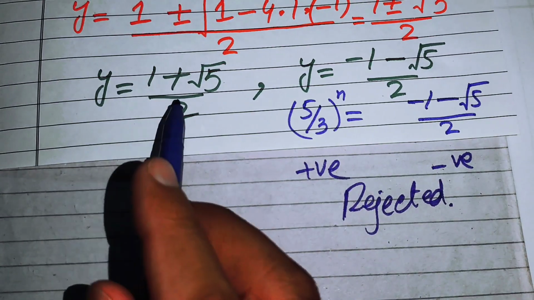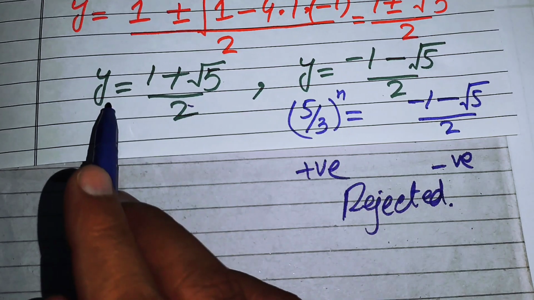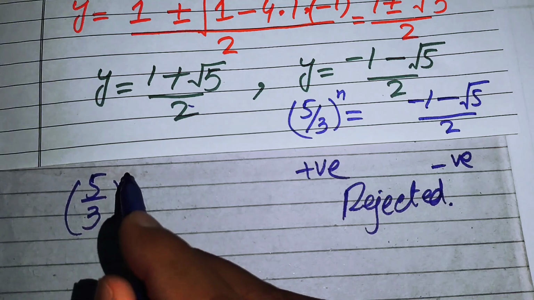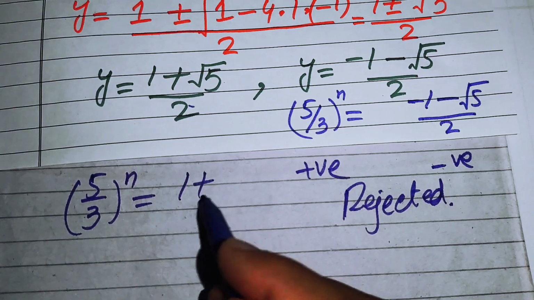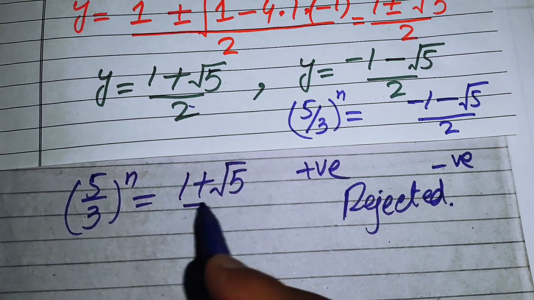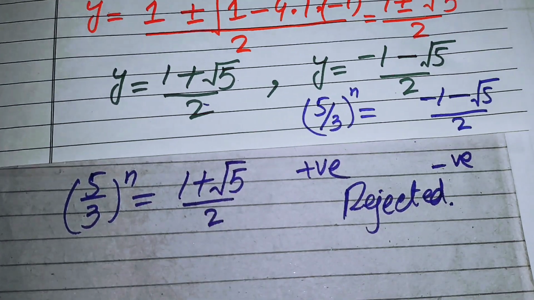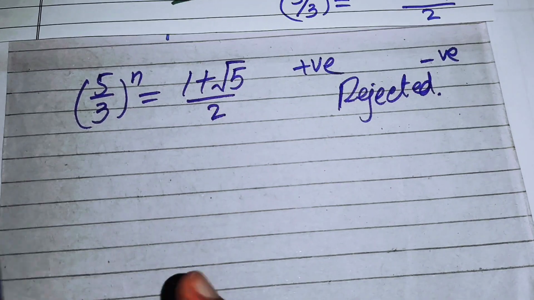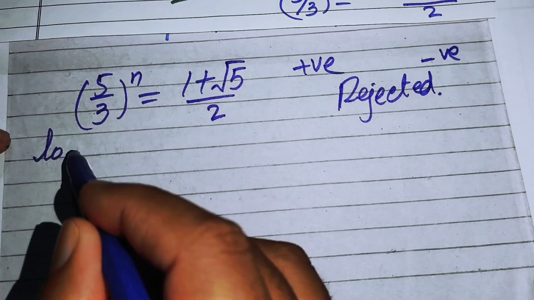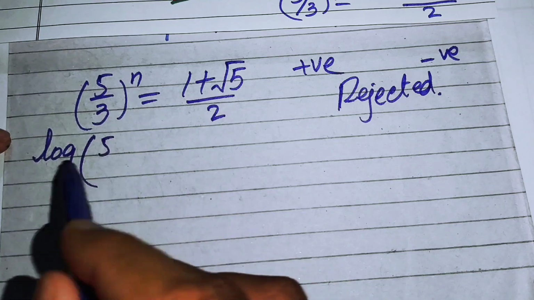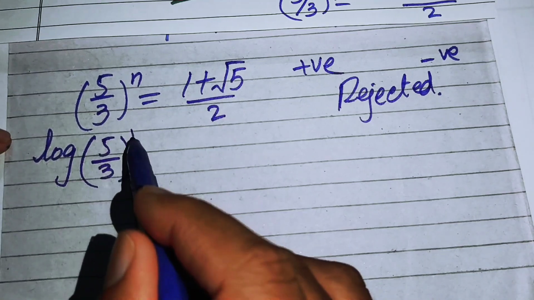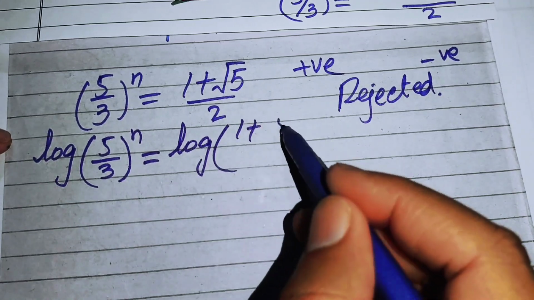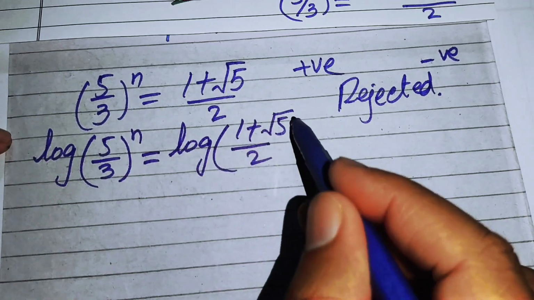So in this case we have y equals (1 plus square root of 5) over 2, and we put the value of y, which is (5 over 3) to the power n equals (1 plus square root of 5) over 2. And now we just use the log on both sides in order to find the value of n. So you have log of (5 over 3) to the power n equals log of (1 plus square root of 5) over 2.